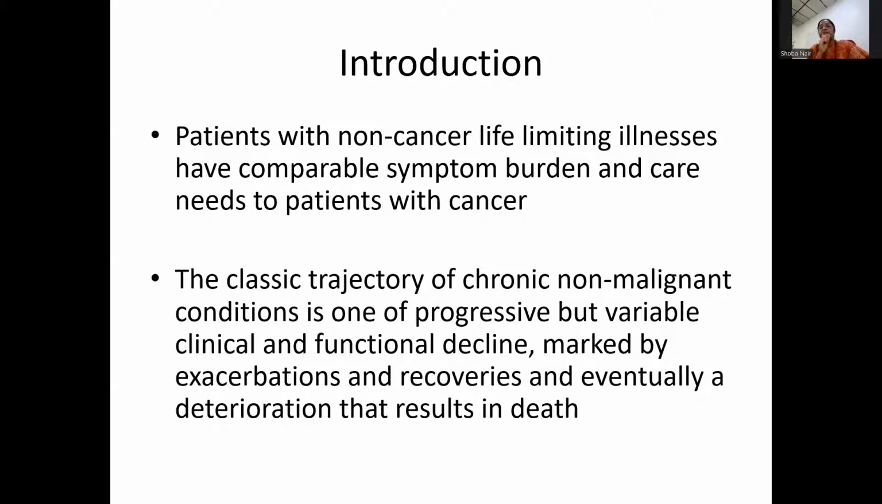And the classic trajectory of chronic non-malignant conditions is one of progressive but variable clinical and functional decline, marked by exacerbations and recoveries, and eventually a deterioration that results in death. You'll understand this in the next slide. Next slide, please.